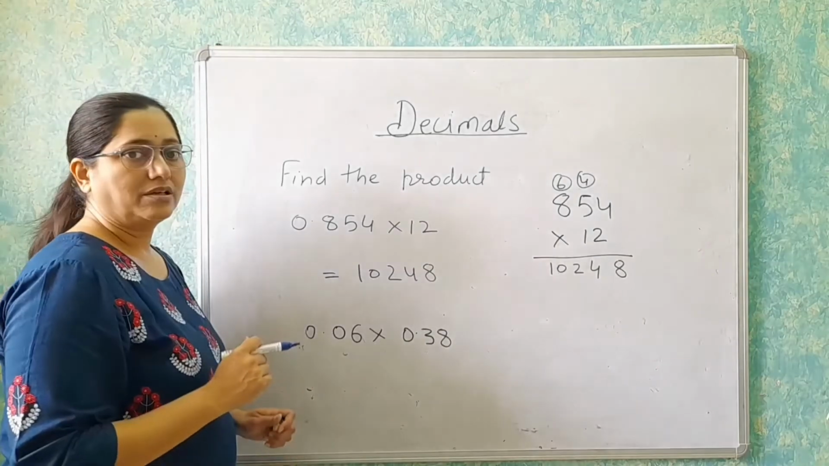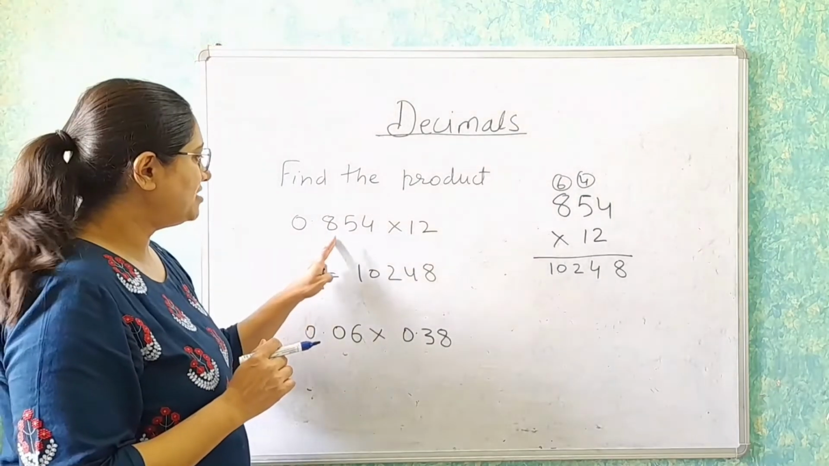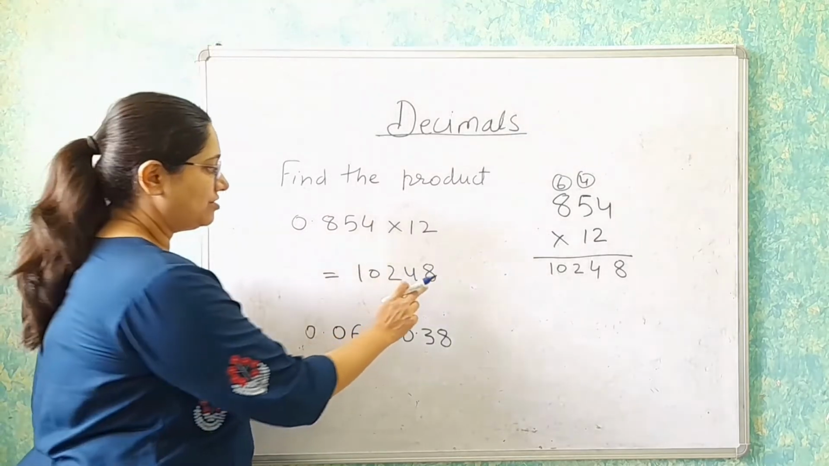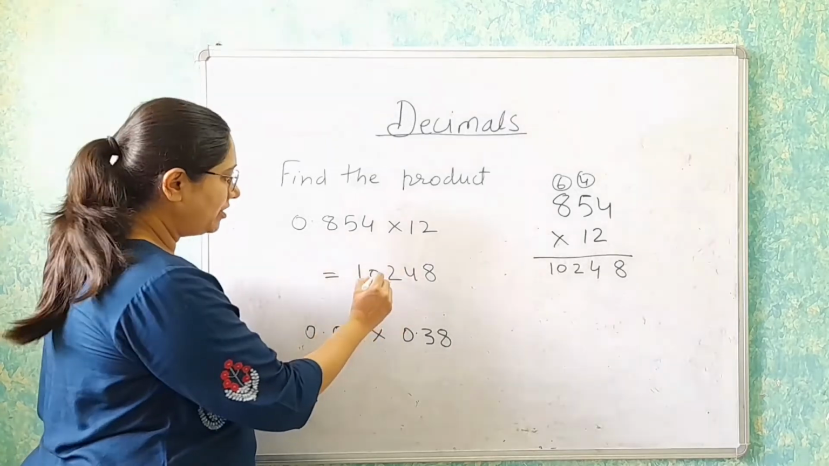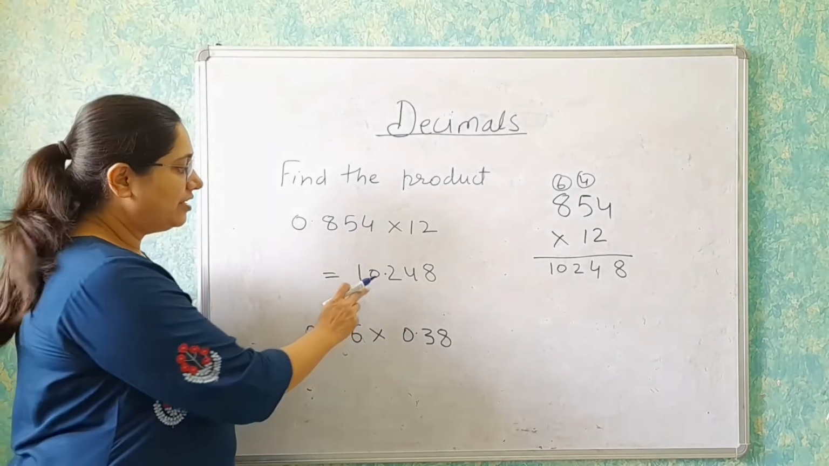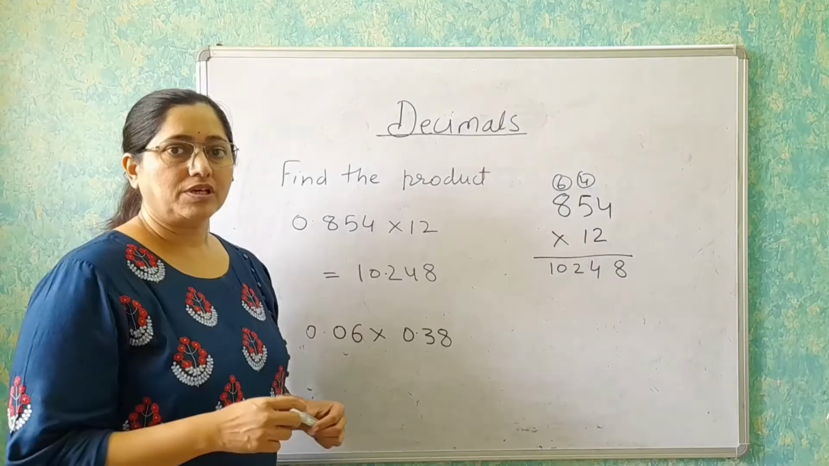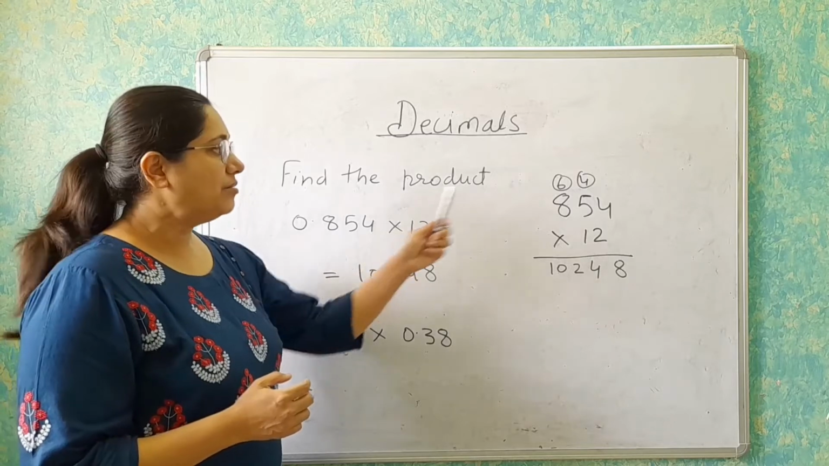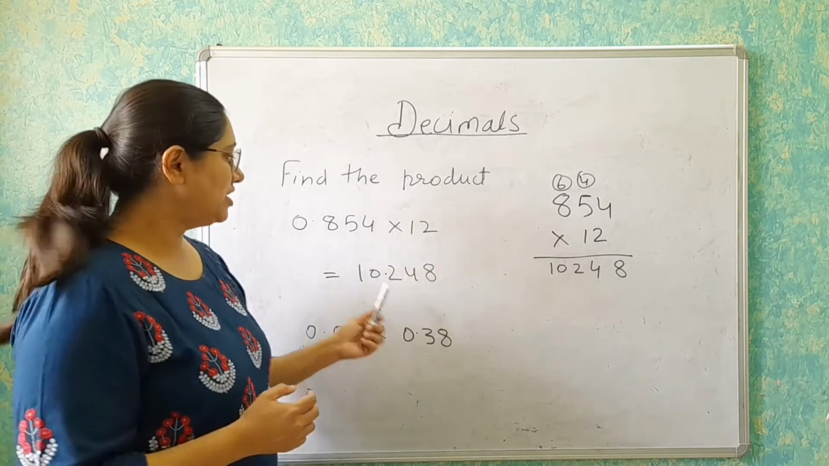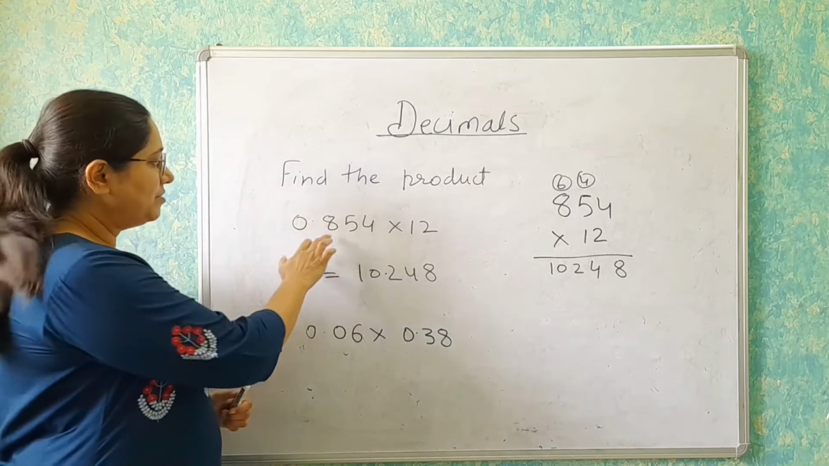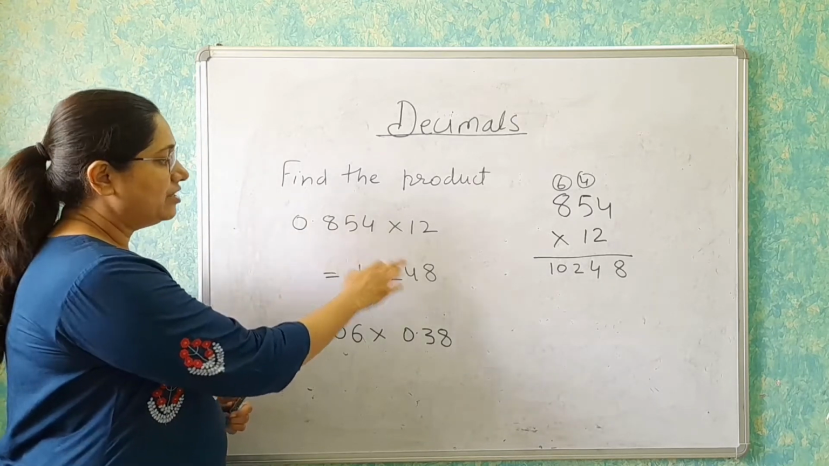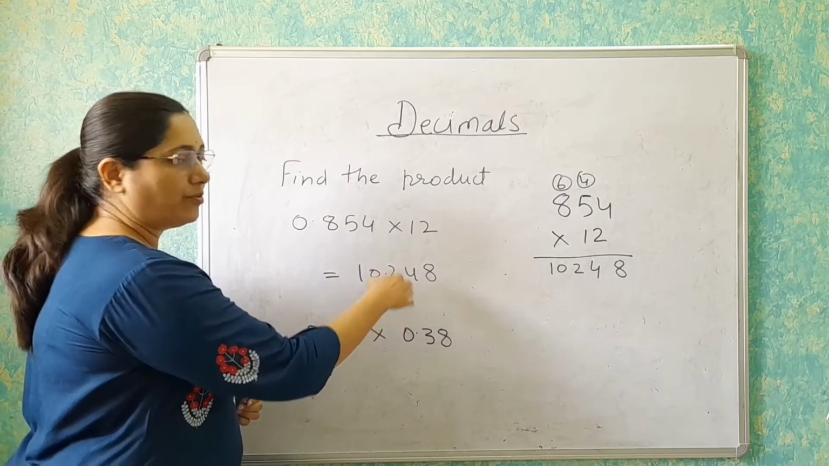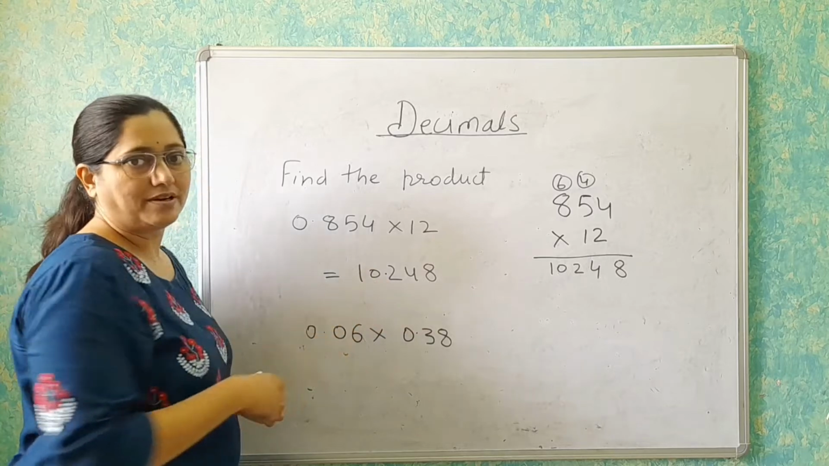So now we will write the answer: 10248. Now we will count the number of digits in the decimal part: 1, 2 and 3. So we will count from the right hand side 3 digits, 1, 2 and 3, and now we will put a decimal point. So our answer is 10.248. Always remember, whenever we have to multiply a decimal number with a whole number, multiply them as whole numbers first and then count the number of digits in the decimal part, that is 1, 2 and 3. So our answer should also have 3 digits in the decimal part. So after 3 digits from the right hand side, we will put a decimal.